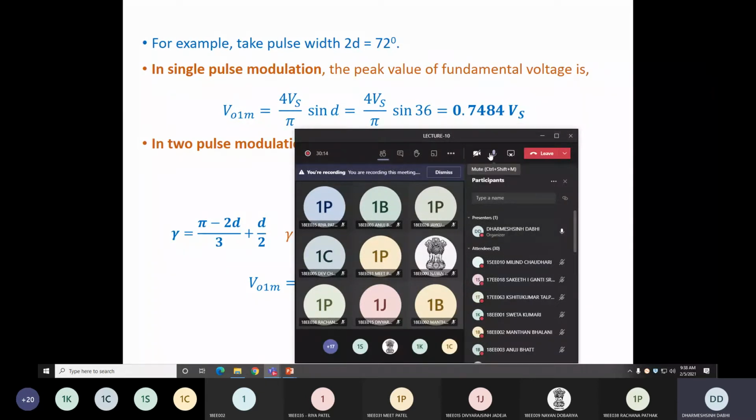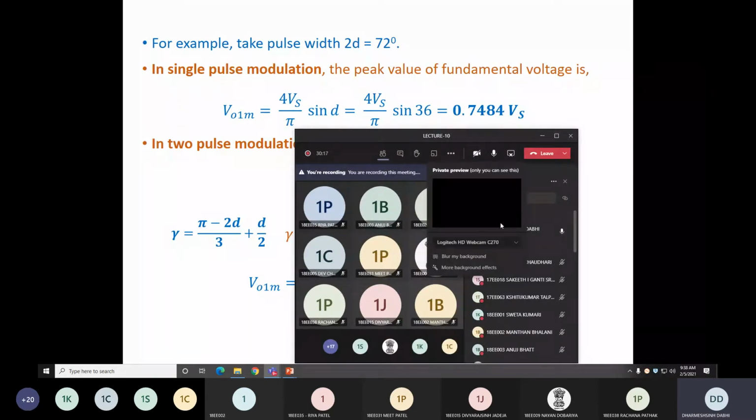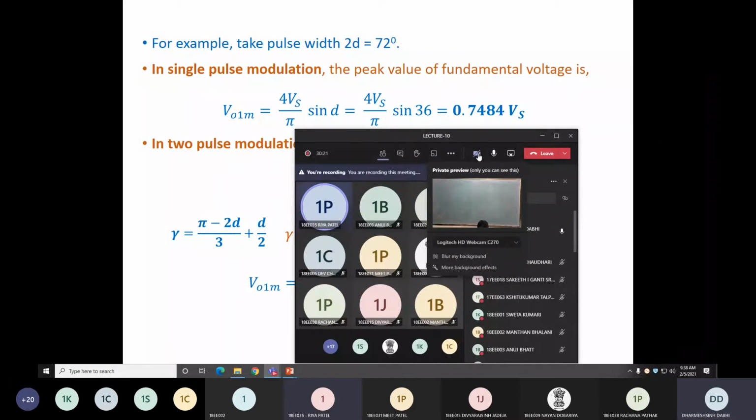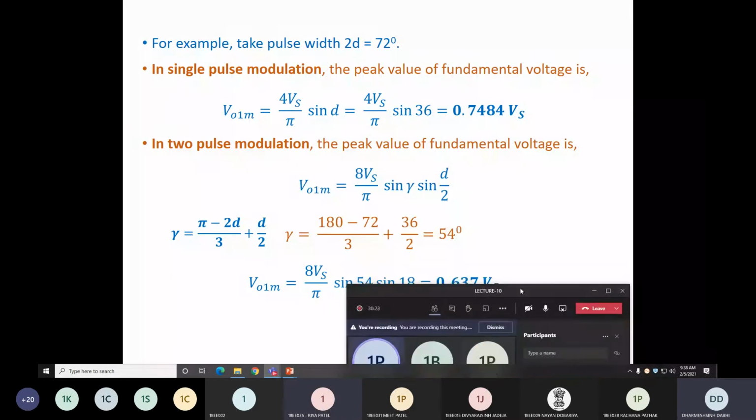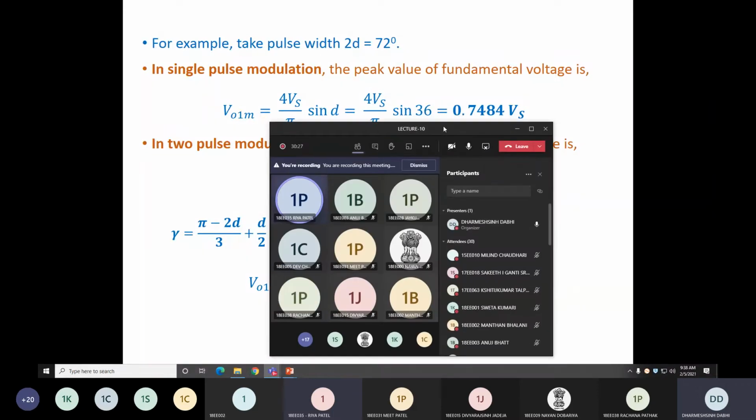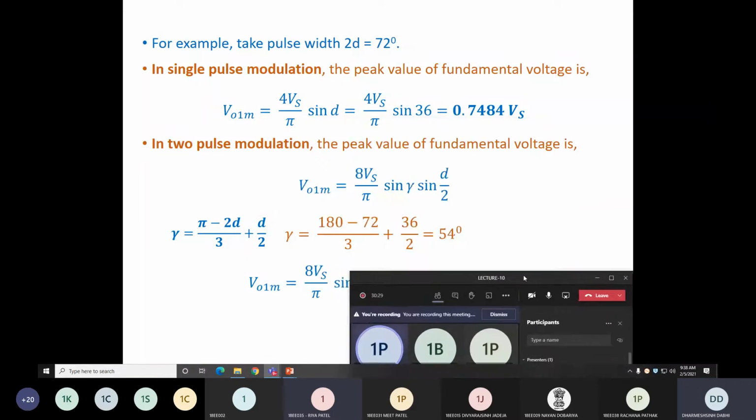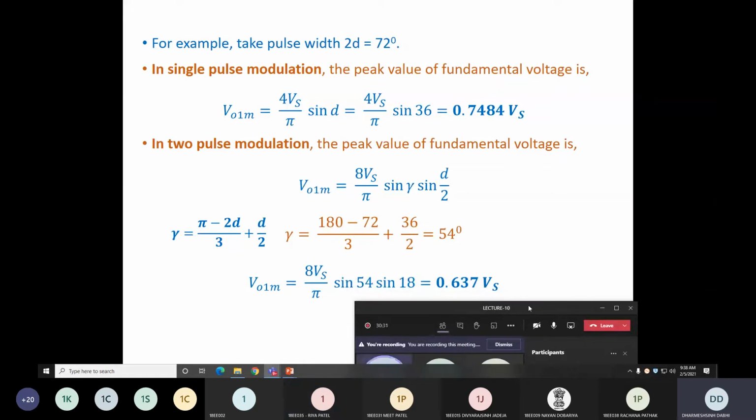What is the biggest advantage of reducing the lower order harmonics? Yes, they have more magnitude as compared to the higher order harmonics. Yes, that is true. But what is the advantage of reducing the lower order harmonics? What are the lower order harmonics?